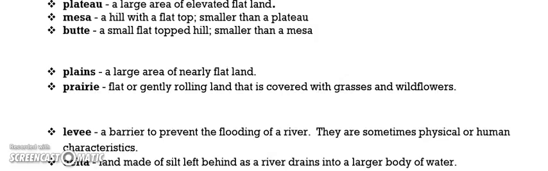And the last one there is delta, and that is land made of silt left behind as a river drains into a larger body of water. So that's actually land that's made by a river, because the river, through a process that you learn about in science called deposition, is carrying deposits of dirt and sand and rock and stuff like that, which is called erosion. And then when the river turns and jams all that dirt together, it actually makes landforms that we call deltas. The Mississippi River actually is the biggest of the deltas in the United States.